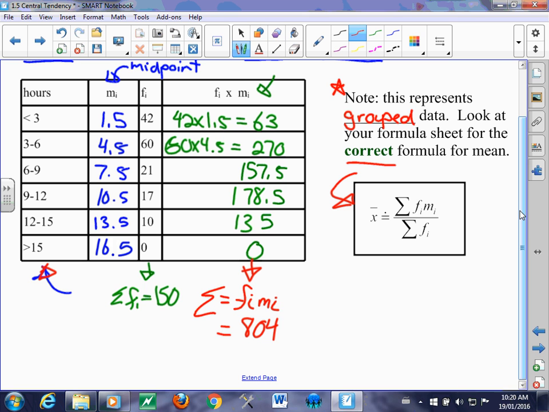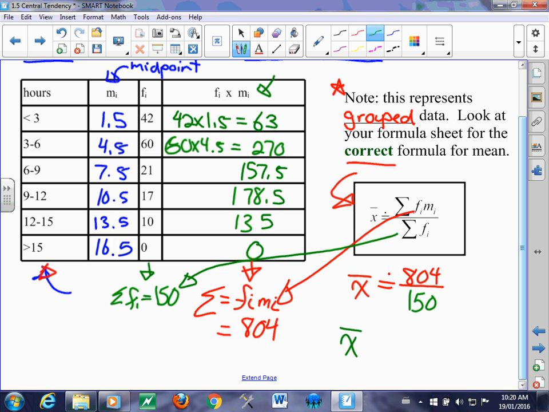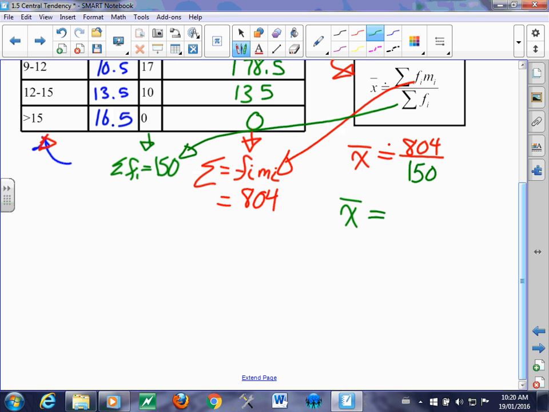Now look at our formula, folks, in terms of our nomenclature. First of all, it's a sample, so I'm using lowercase x bar. We're going to sum the frequency times the midpoint, so that is this answer right here, which is 804, divided by the sum of the frequency, which we already have right here, 150. So it's a little different, folks. You don't have to do the long form where you put everything on a single line, because that would be pretty tough to do 150 times.